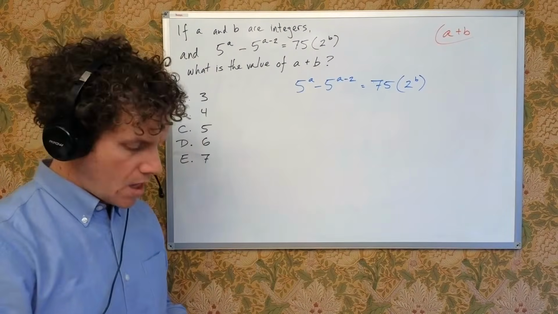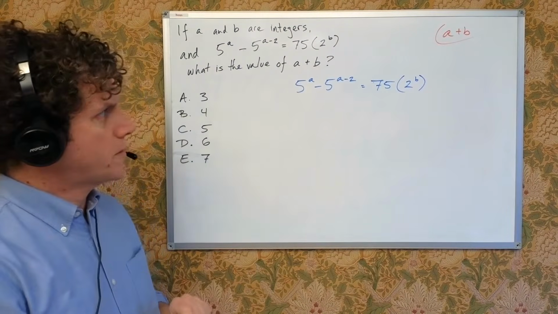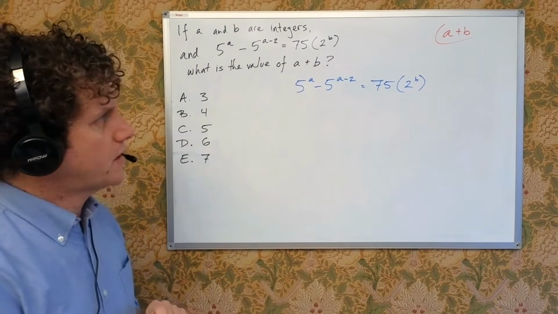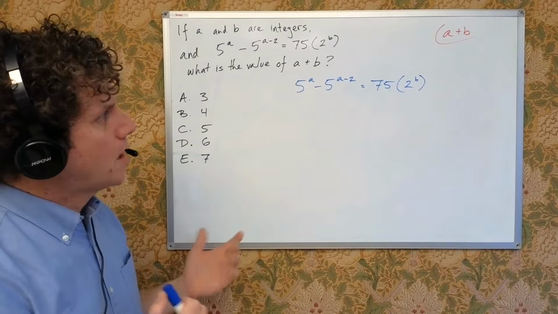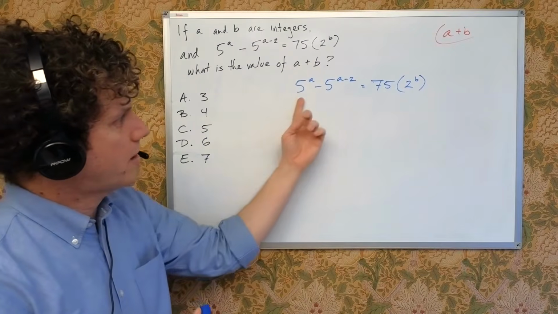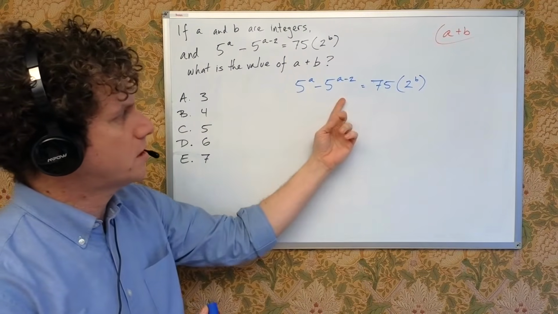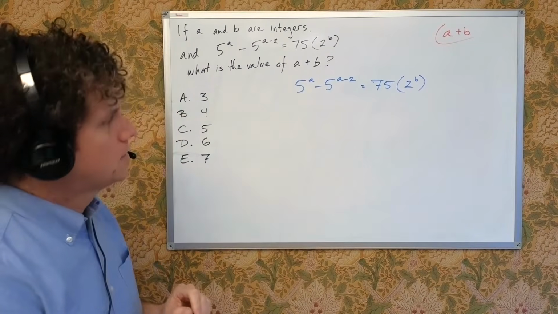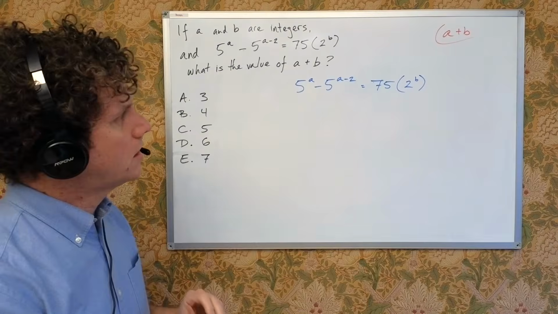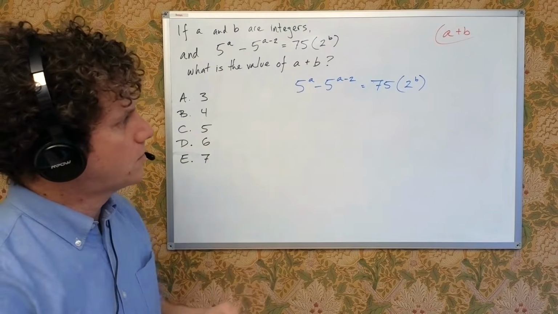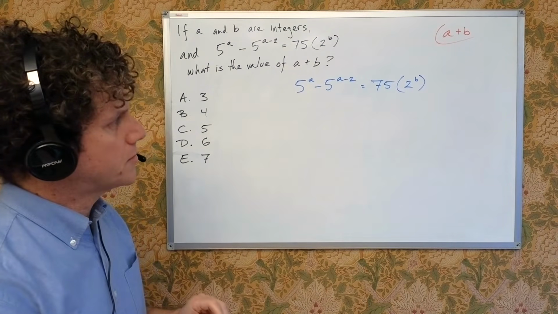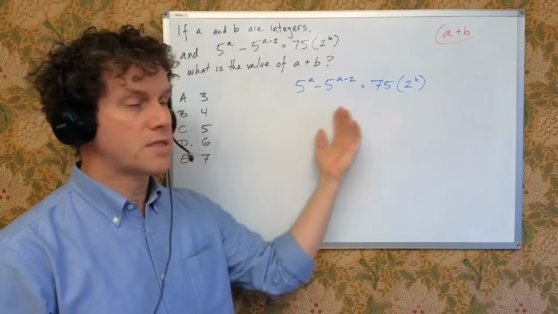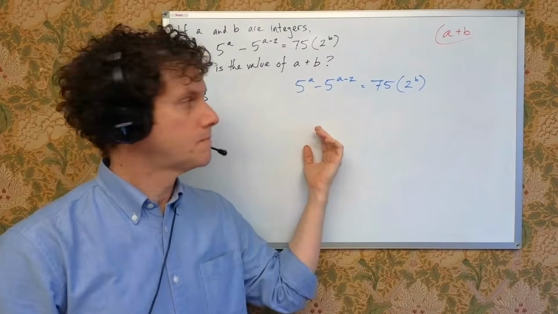Okay, and then I want to think about what I'm going to do to turn this into my values of A and B. And a couple things look strange. I have a subtraction on the one side. I've got a multiplication on the other. Okay, that's a little odd. And the numbers I'm looking for are the exponents. And when I see something like this, 2 to the B, this is representing some number.